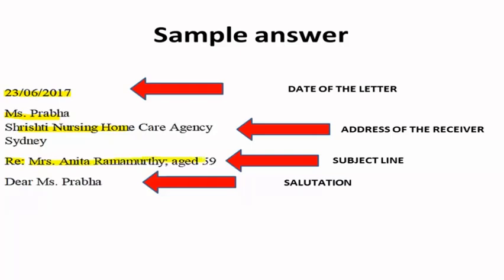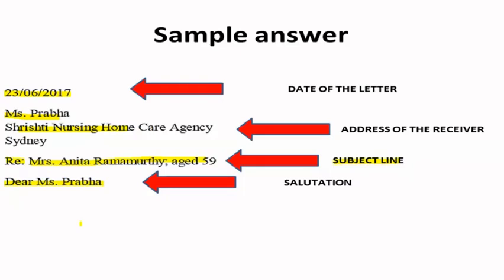Okay, so this is actually called the subject line. This is the place where the nurse will read and understand that this letter is about this patient. And how old is she? She is 59 years old. All right. Then a general salutation, dear Miss Prabha. Did you get this point? All right, dear Miss Prabha.